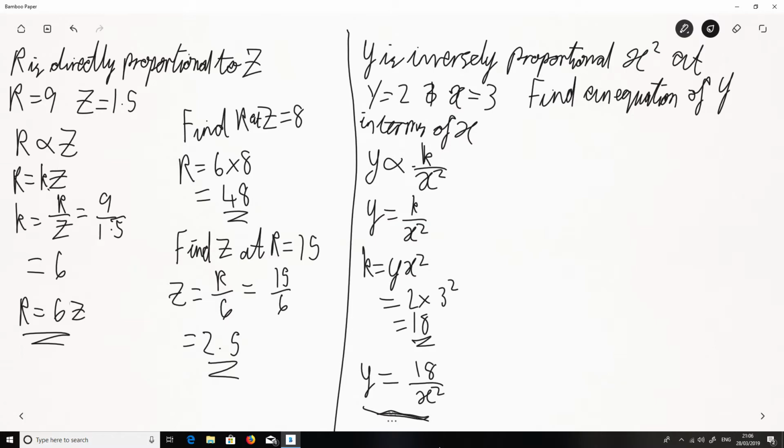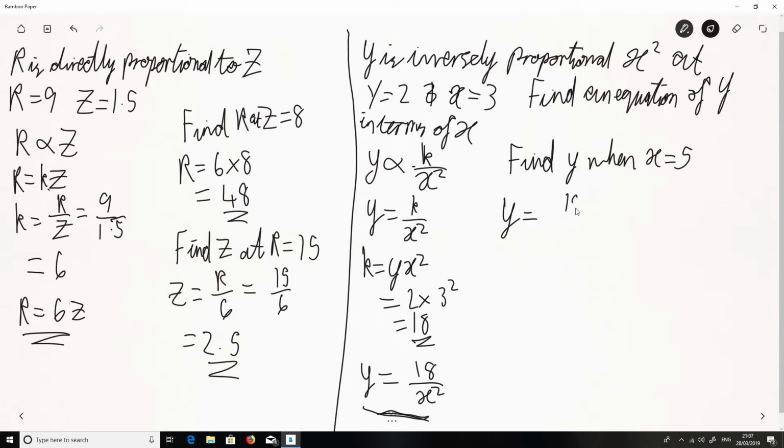And now we want to find another value of y. We'll say when x is equal to 5. So find y when x is equal to 5. All we do, y is equal to 18 over 5 squared, which equals 18 over 25, and that is equal to 0.72. And that's our final answer.